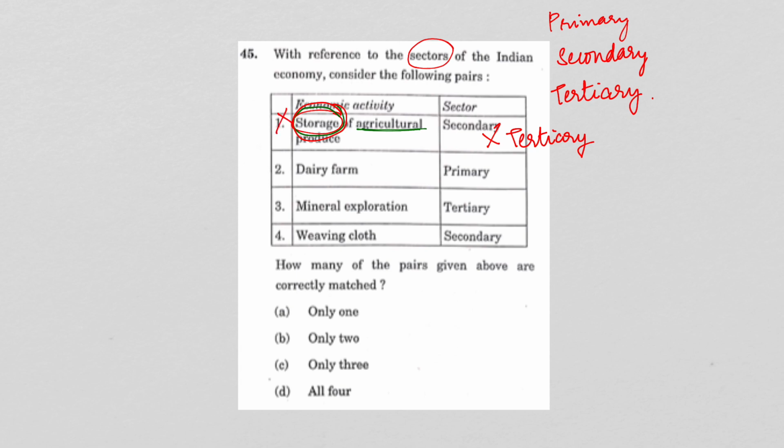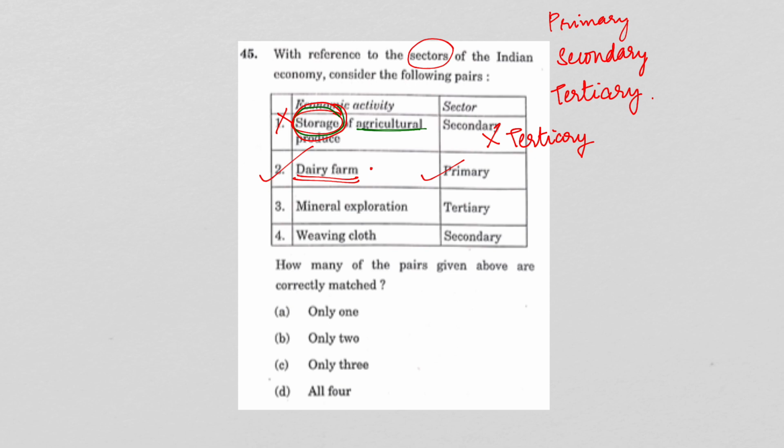Now second one is dairy farm. Dairying or animal rearing, animal husbandry, all these come under primary sector. So you might get confused whether it is secondary when it is done in large scale and all that. It's not. Dairy farm or dairying simply falls under the primary sector. So second option is correct.